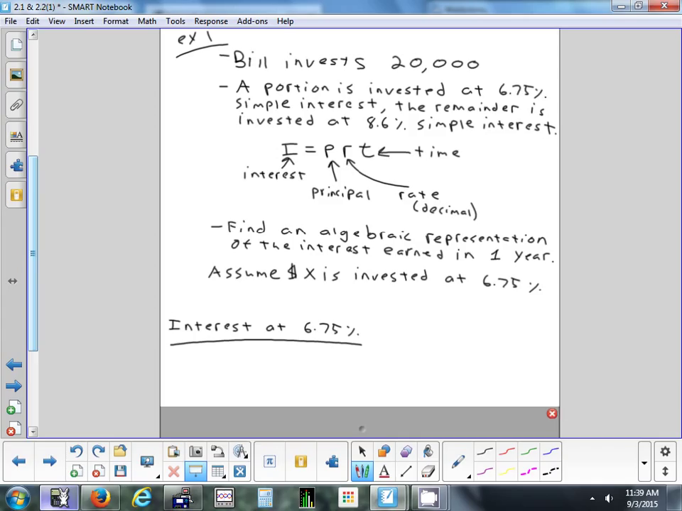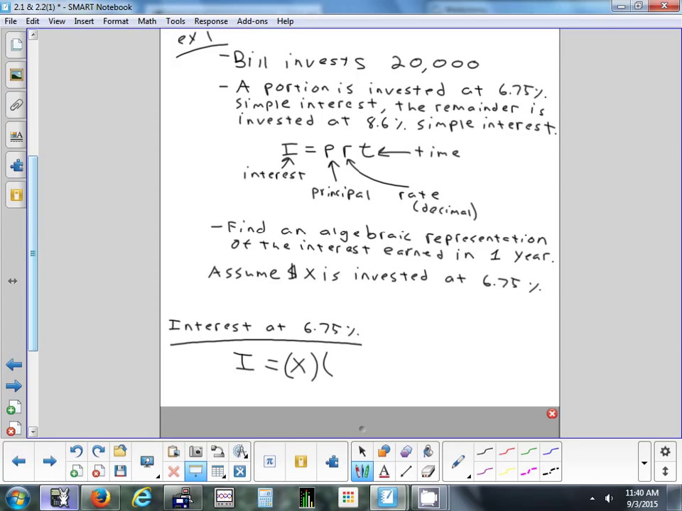Okay, so let's start just by figuring out how much interest he's going to earn on the 6 3/4%. First thing we need is the principal. How much money is Bill going to invest at 6.75%? Well, $20,000 is his total, but only part of that is going to go into the 6.75. We don't know a number, but we do have something that represents it. Assume he's going to invest X dollars at 6.75%. So that's the principal.